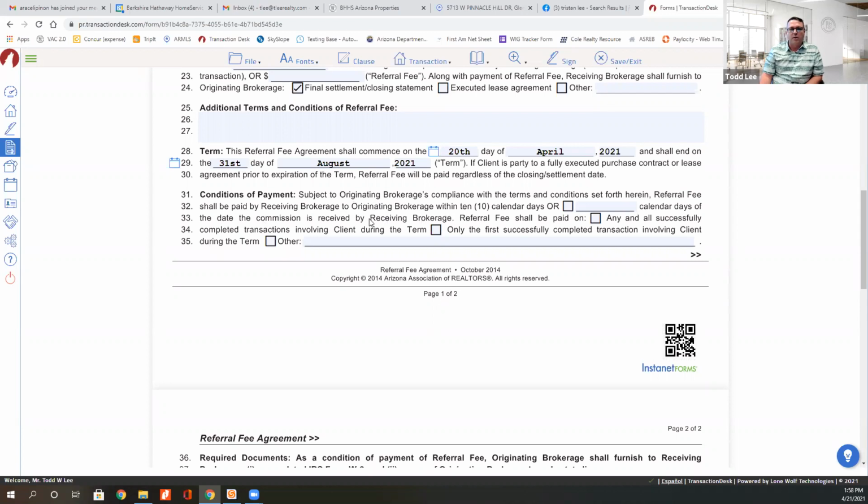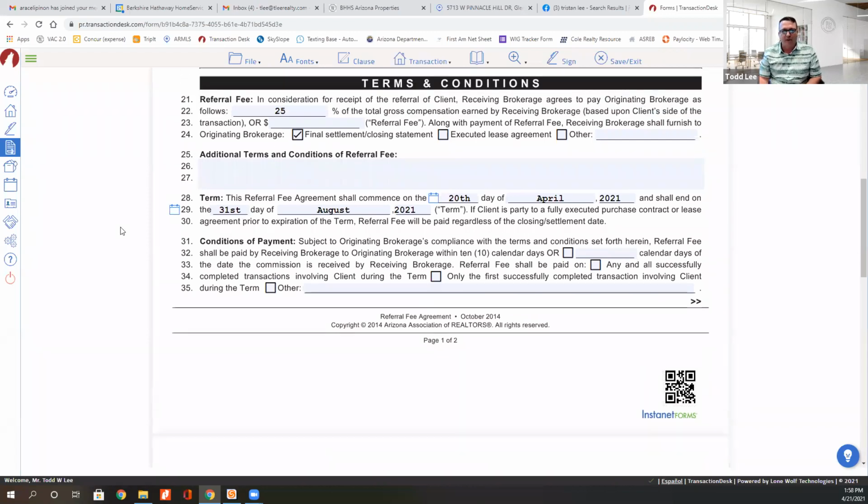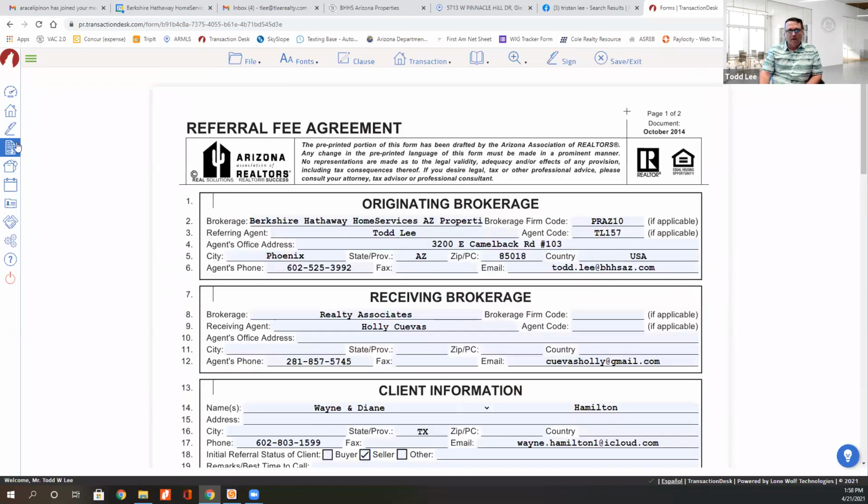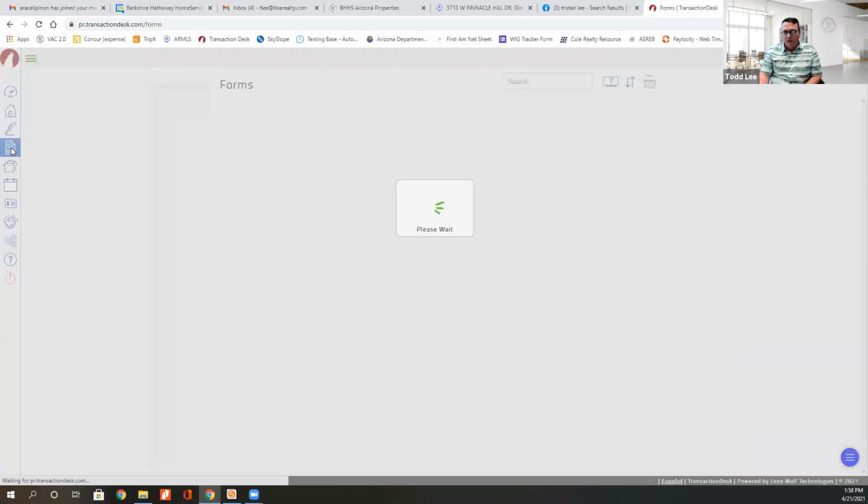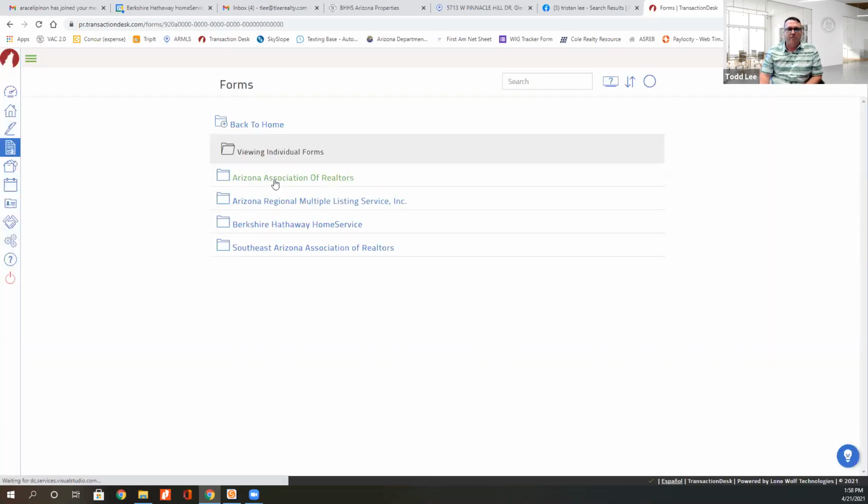Just reading that little piece there about conditions of payment. Kind of interesting. All right. And now the next one we're going to go to is the solar lease addendum.